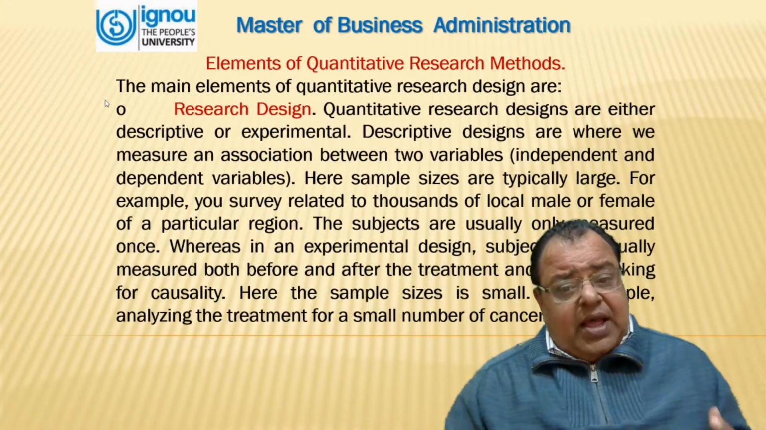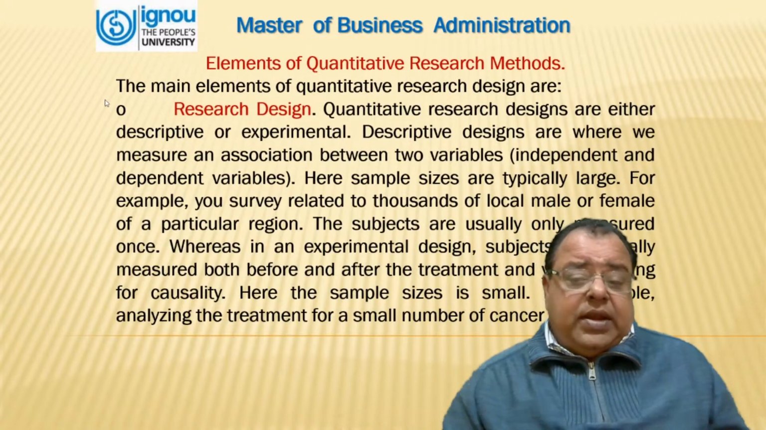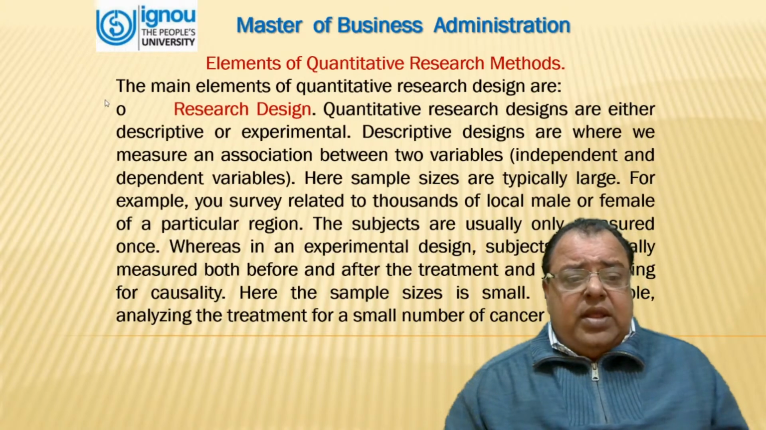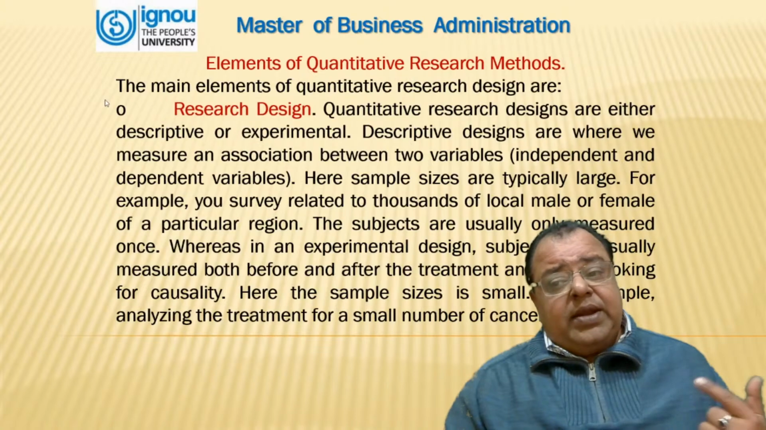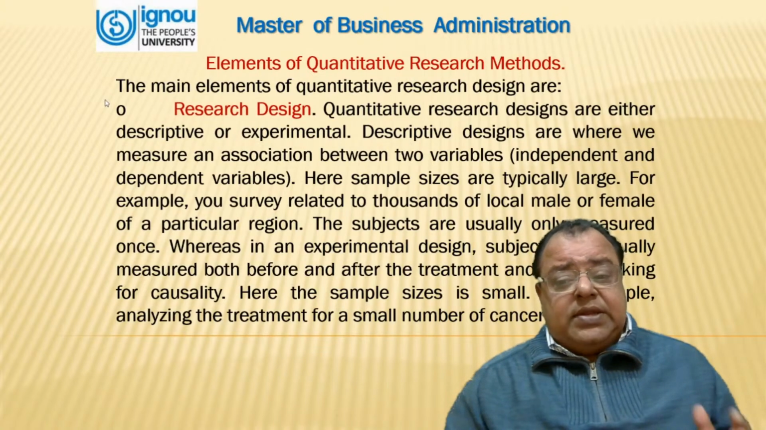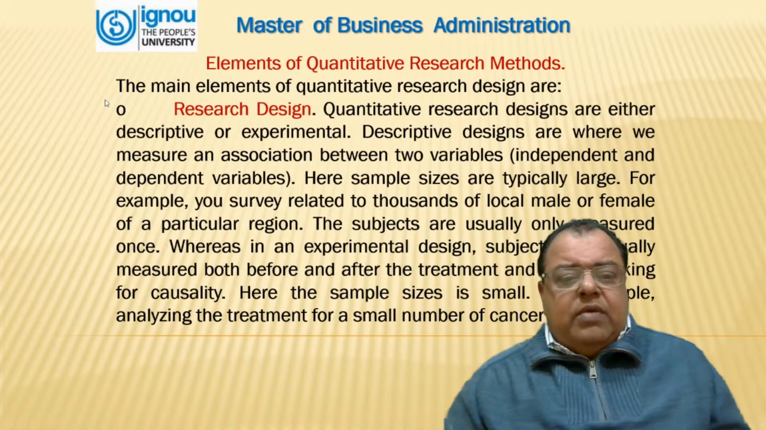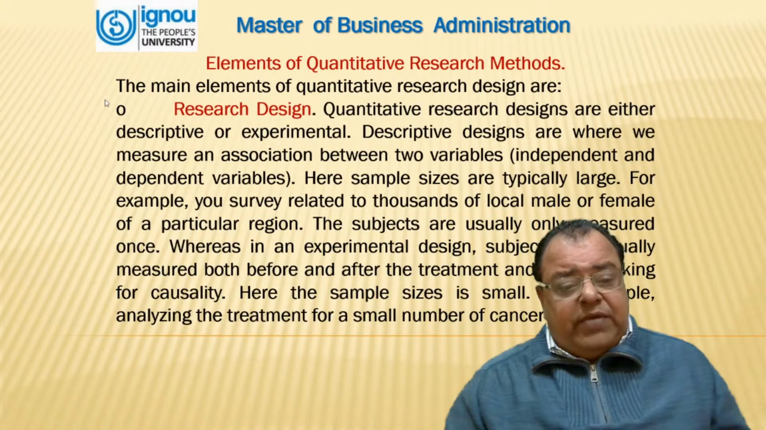research design. Quantitative research designs are either descriptive or experimental. Descriptive designs are where we measure an association between two variables, independent and dependent variables. Here, sample sizes are typically large. For example, your survey relates to thousands of local males or females of a particular region. The subjects are usually only measured once.